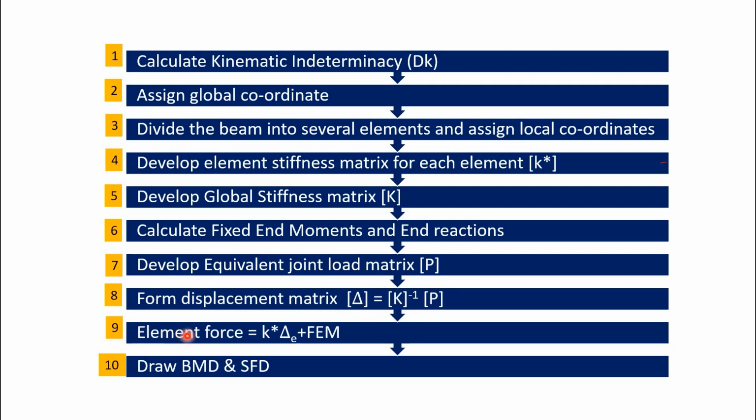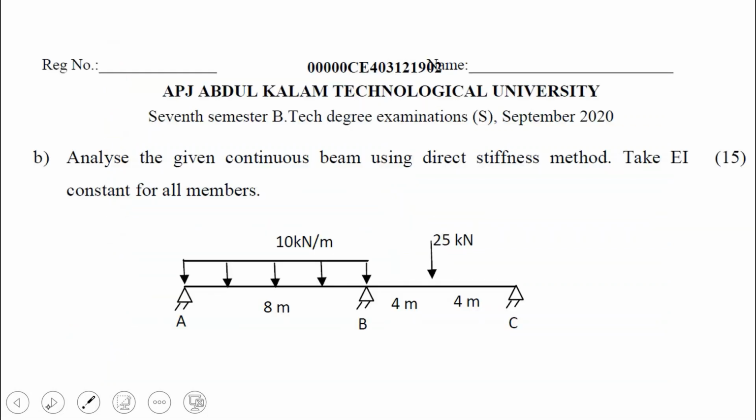The last step is to find out the elemental force. Element force means shear force and bending moment of each beam element that we have divided. So we will be getting the shear force and bending moment for each elemental beam. From that, we can draw the bending moment and shear force diagrams. Okay, so let us see how we can do this by using an example.